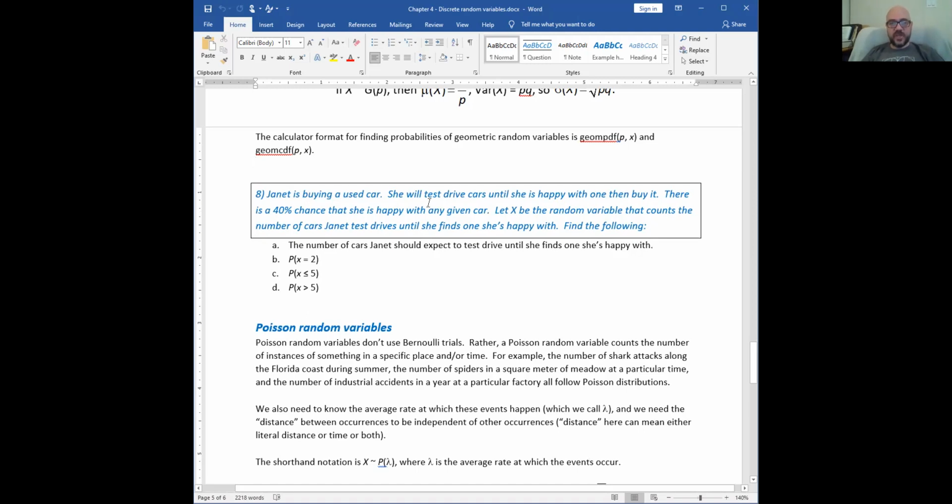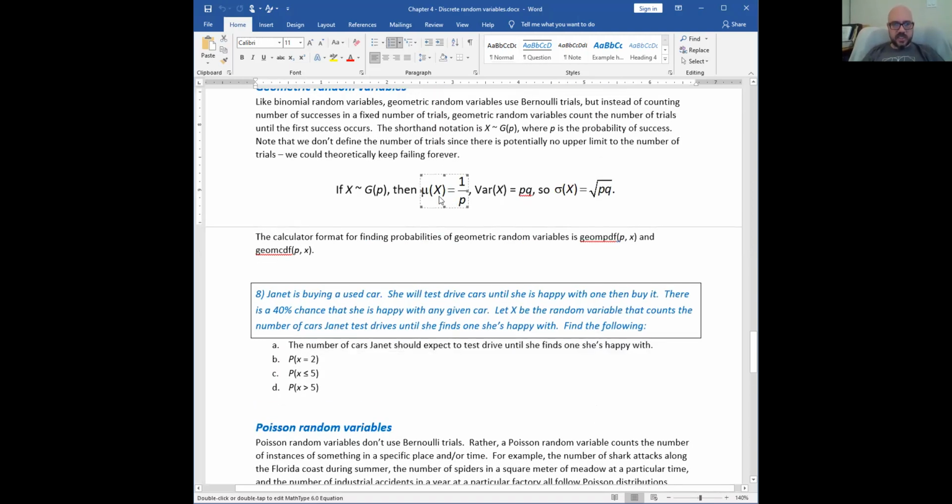So there's a 40% chance that she is happy with any given car, and we want to let X be the random variable that counts the number of cars that she test drives until she finds one that she's happy with. So minimum value of 1. It's not possible to get 0 because you can't have a success in 0 trials. You've got to have at least 1 trial. So we want to find the following. Number of cars she should expect to test drive until she finds one that she's happy with. Well, that is the expected value.